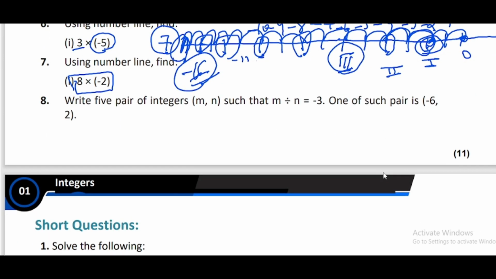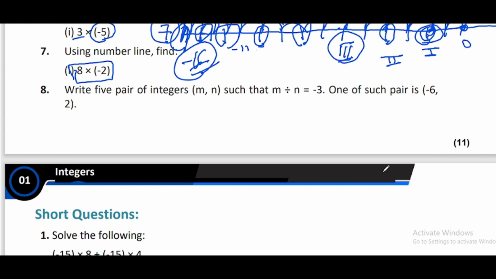Let's see question number 8. What is given in question number 8? Write 5 pairs of integers, that is m and n, such that m divided by n gives minus 3. Such a pair is minus 6 divided by 2, that is minus 3. Let's see 5 pairs in which m divided by n gives minus 3, such that minus 6 divided by 2 gives minus 3.